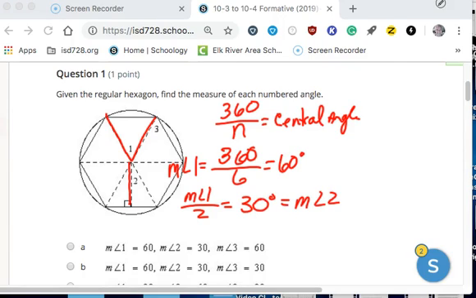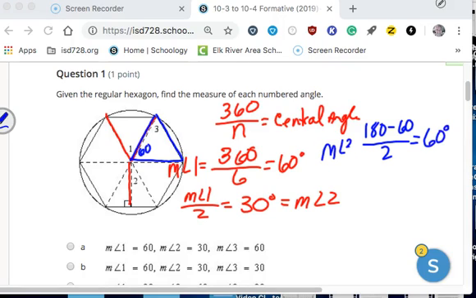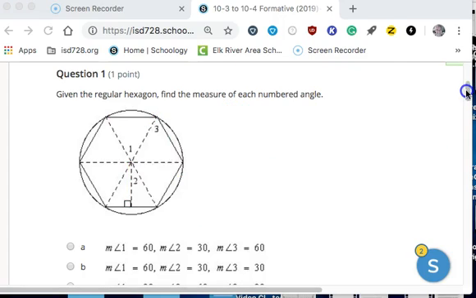The measure of angle 3 is down here in the corner. This is an equilateral triangle, so they're all 60. But I want to make sure you recognize that if it wasn't an equilateral triangle, if it wasn't a hexagon, it would be 180 minus my central angle, my measure of angle 1, in this case 60, divided by 2, which comes out to be 60 as well. So that's the measure of angle 3. And that's the measure of the 3 angles in this hexagon.